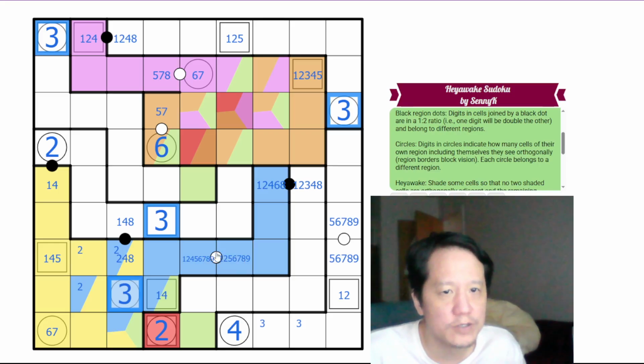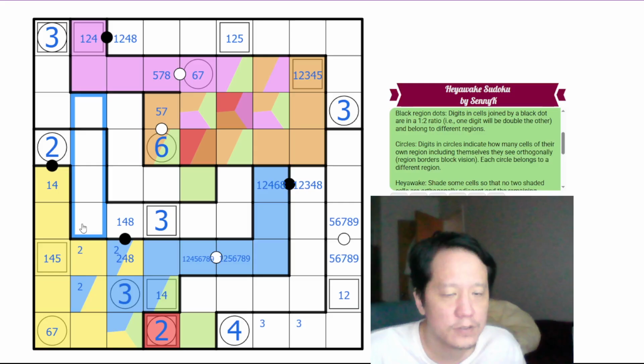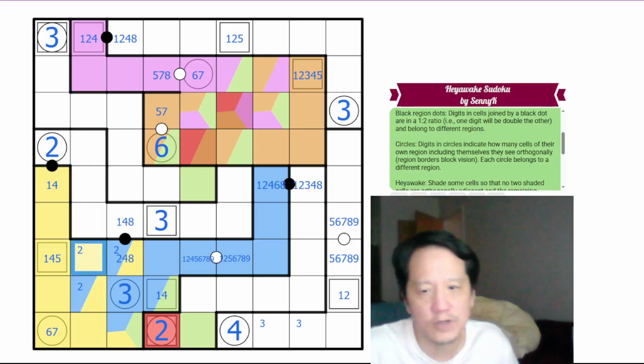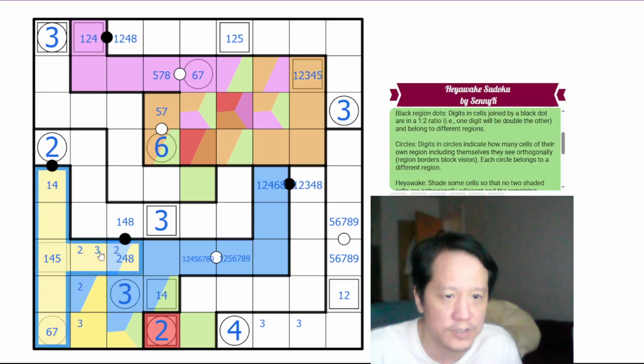That means where is 3 in column 2? These already have a 3 in the region. We need to have it in yellow. So one of these two is a 3, because yellow needs access to a 3. So this has to be 3, which means this cannot be 3 here for the pink.